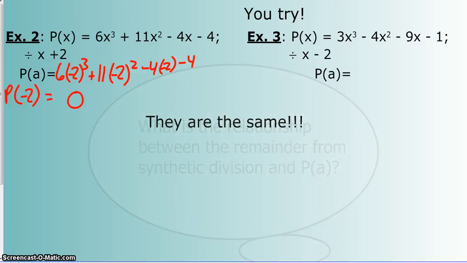What you should notice is that they are the same. So in example 3, if you pause the video, you should have gotten negative 11 as your remainder, and when you plugged in 2, you should have also gotten negative 11.